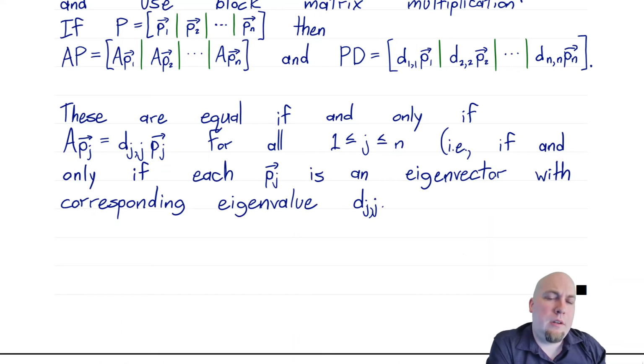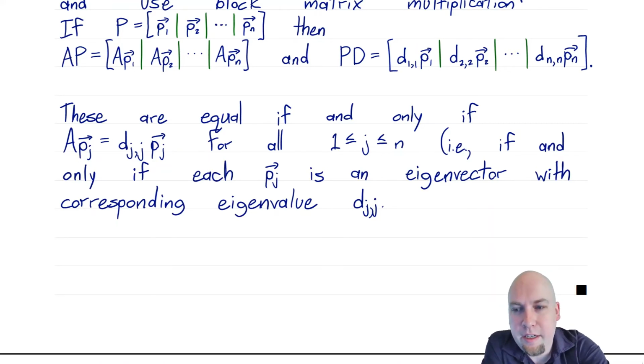Well, this is just another way of saying that these Pj's are eigenvectors with corresponding eigenvalue djj. Remember, this is exactly the defining equation for eigenvalues and eigenvectors. All right, cool. So that's the connection. That's where the eigenvalue-eigenvector connection comes from.